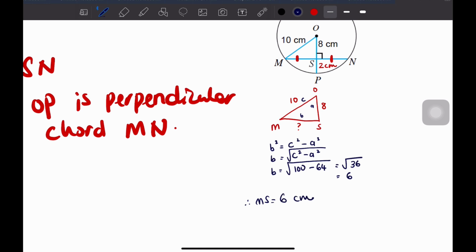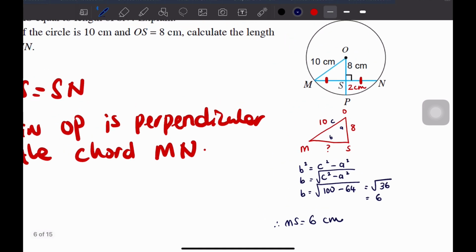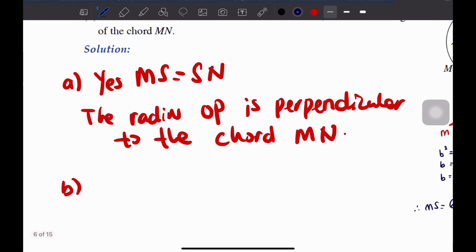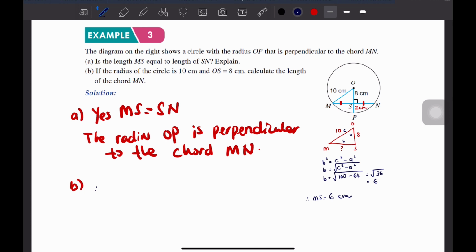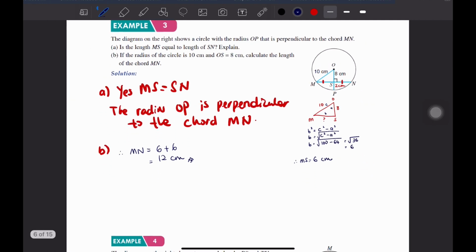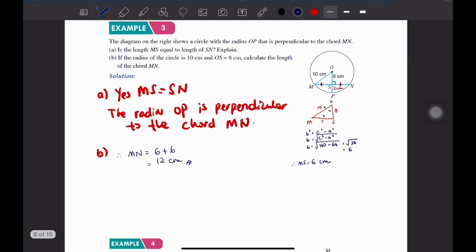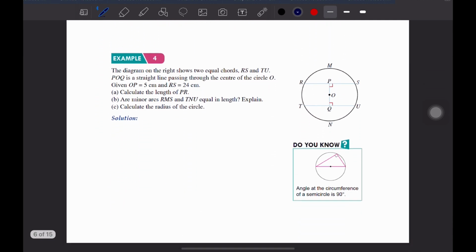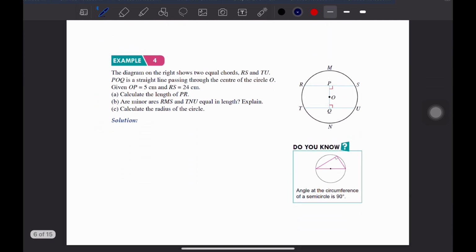So the question asks for the total of MN. MN is equal to 6 plus 6, equal to 12 centimeter. I hope you understand the explanation. Okay, next, let's look at example 4.